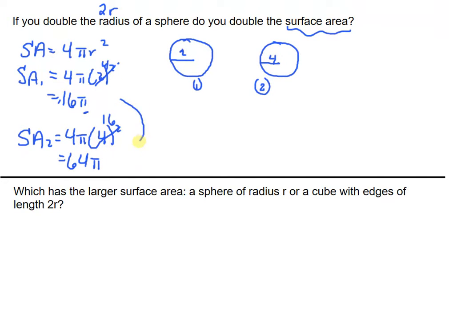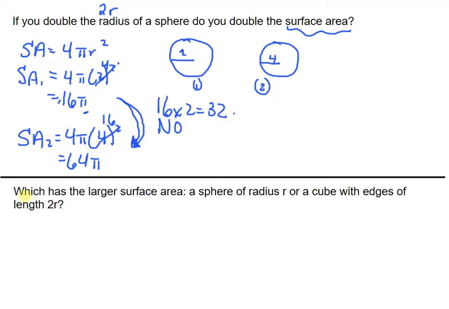So doubling the radius does not double the surface area. 16 times 2 is only 32. It is not 64. This actually is a multiple of 4.